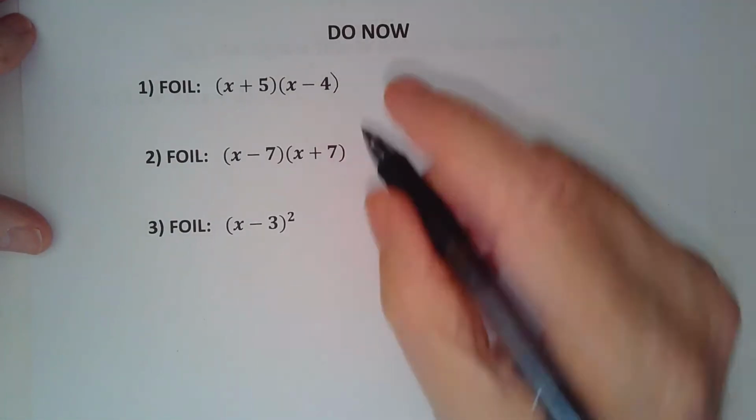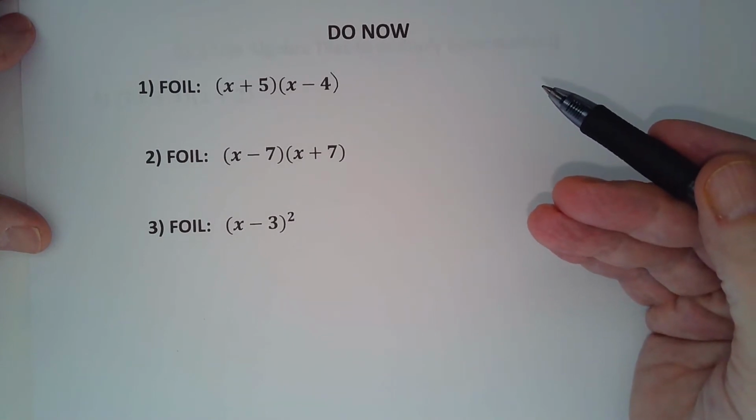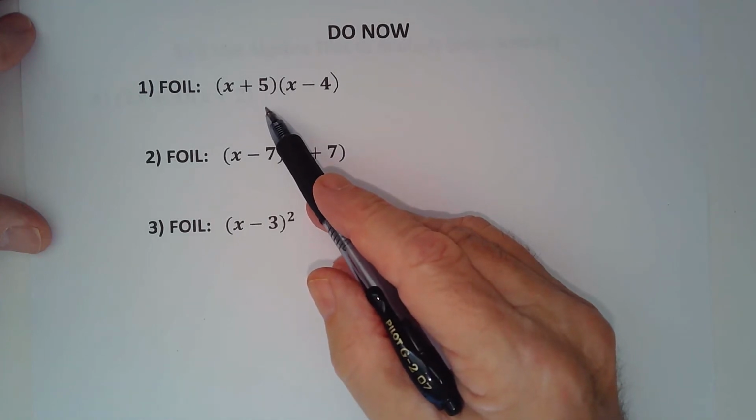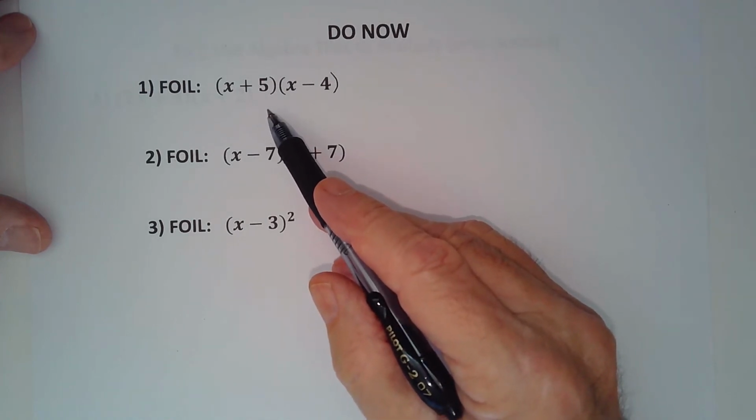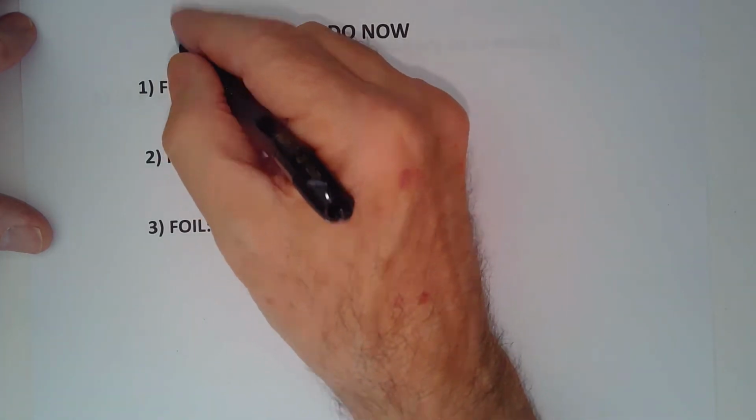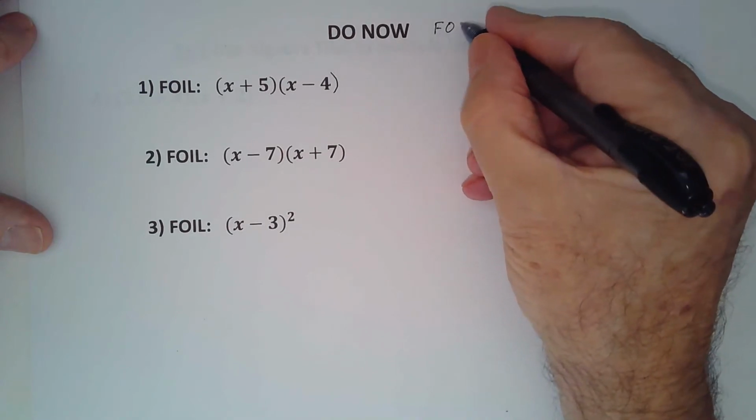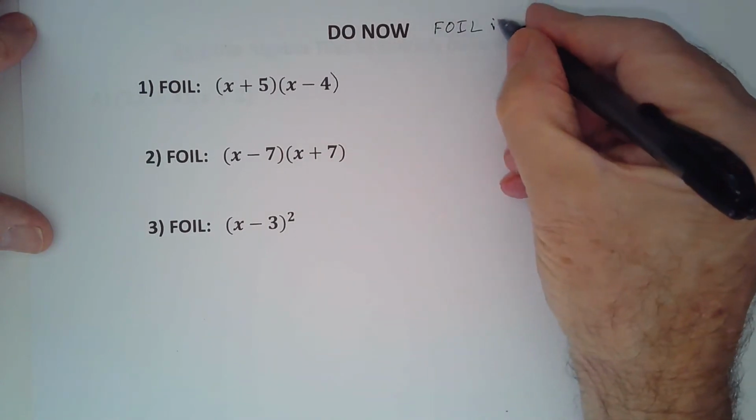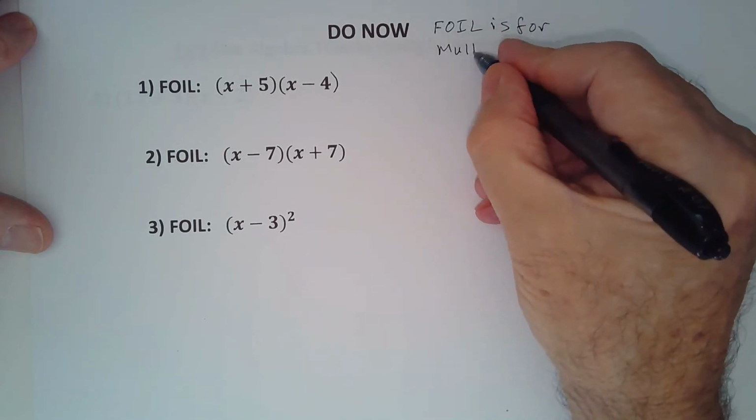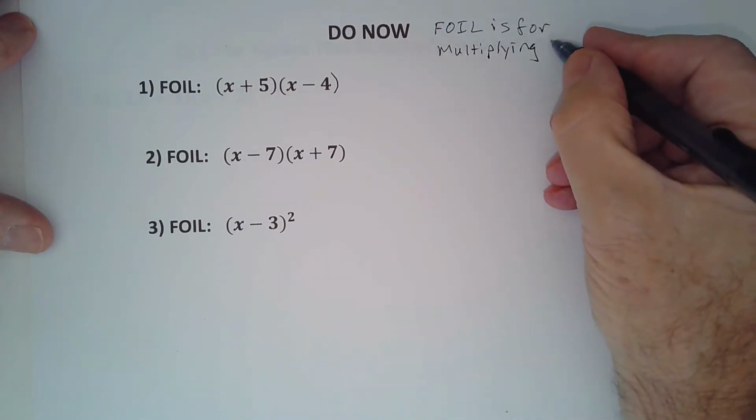All right. So the first thing we're going to do here is go back and cover basic distribution, which is multiplication. Okay, so we're going to use FOIL for multiplication. FOIL, generally speaking, is for full multiplication. So I want you to remember that. Multiplying polynomials.